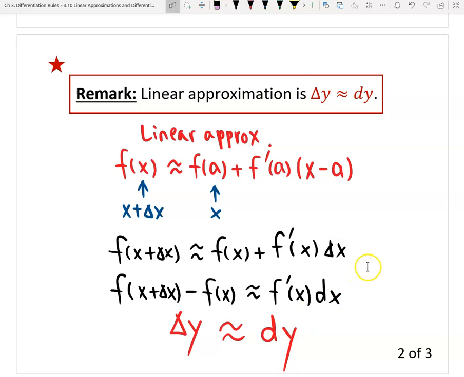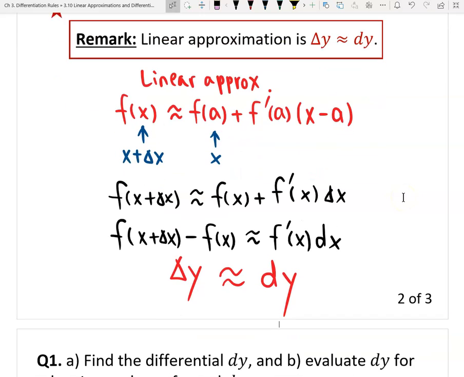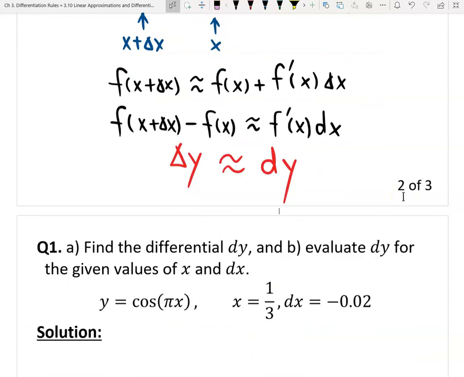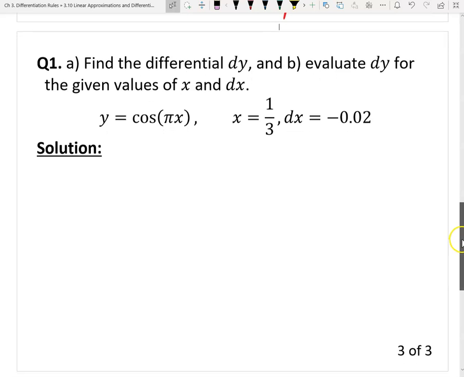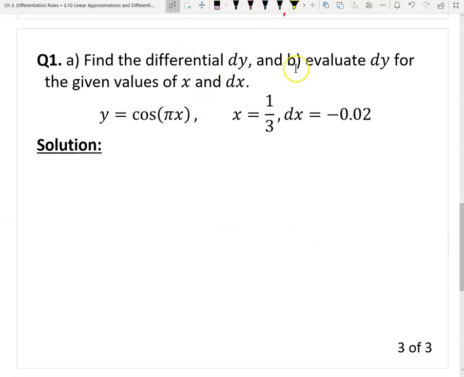What does dy mean? dy means an approximation to delta y. Now let's work on one question to find the differential dy. Here is the question. And we have two steps. The first, find the differential dy. The second, evaluate dy at the given x and dx. All we need is to follow the definition, right?